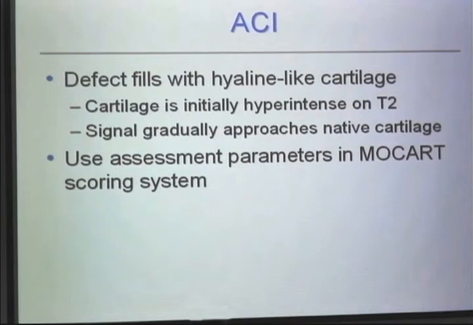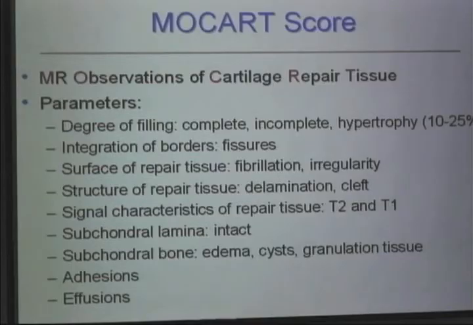Following ACI, a defect will fill with hyaline-like cartilage. This will initially be hyperintense on T2, and then gradually the signal will approach that of the native cartilage. We can use the assessment parameters in the MOCART scoring system, which stands for MR Observation of Cartilage Repair Tissue. We look at the degree of filling, which may be complete, incomplete, or hypertrophic, integration of borders, etc.